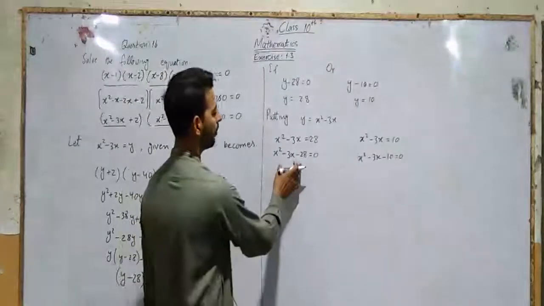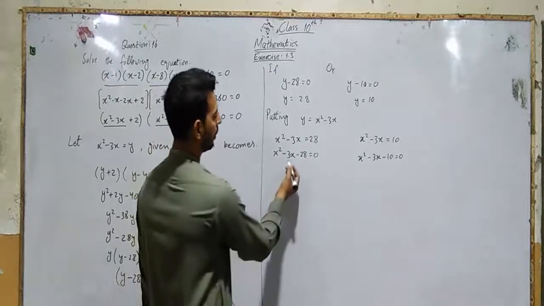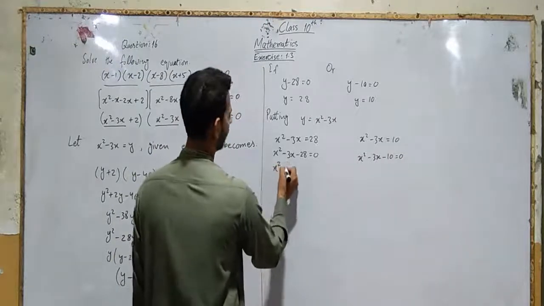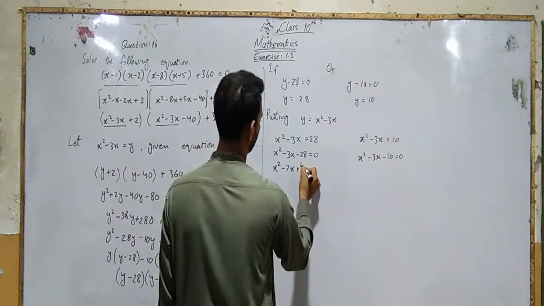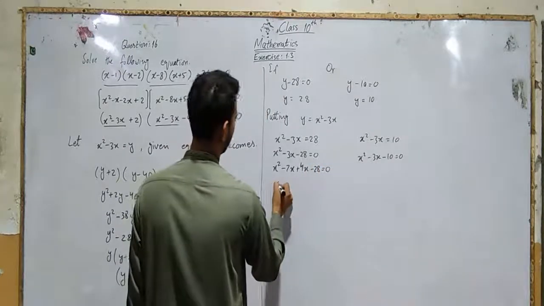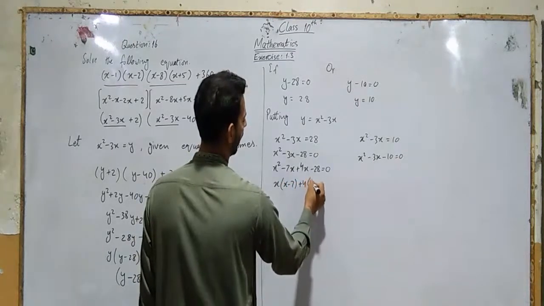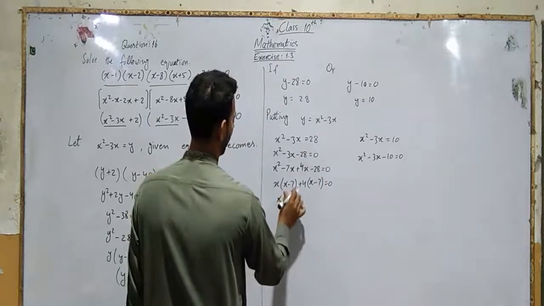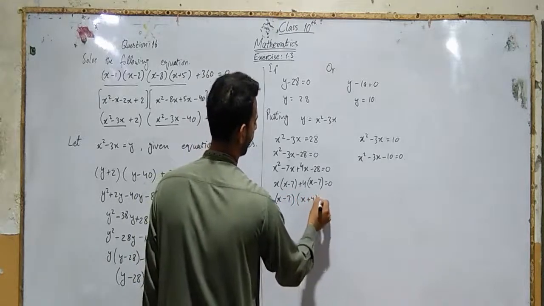So now we will solve it by factorization again. 4 sevens are 28, so we will put that pair here. x squared minus 7x plus 4x minus 28 equals to 0. So x is common, x minus 7 is remainder, plus 4 is common, x minus 7 is remainder, equals to 0. x minus 7 and x plus 4 equals to 0.